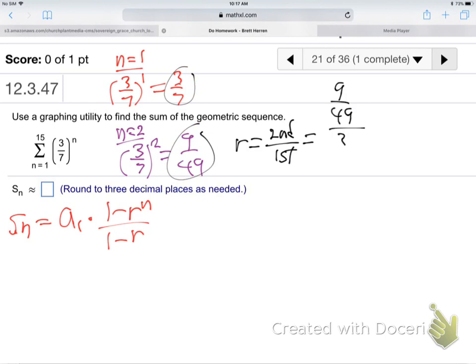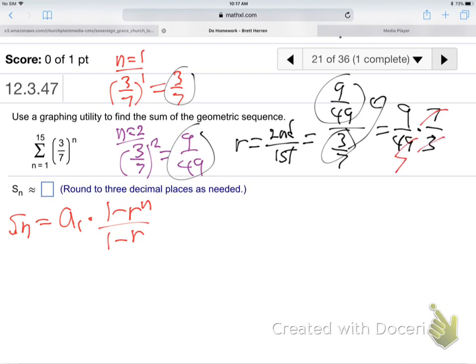So 9 over 49 over 3/7. Is that good? And second over first. So grab that one on the bottom, flip it up. 9 over 49 times 7 over 3. We're good to there. And then 7 goes into 49, 7 times, 3 goes into 9, 3 times. So all that work is to say it's just 3/7. We might have guessed that. It's just 3/7. That's fine.